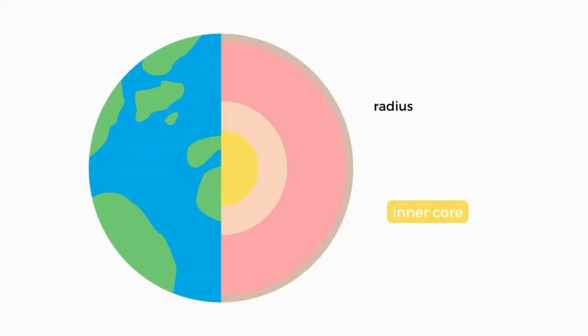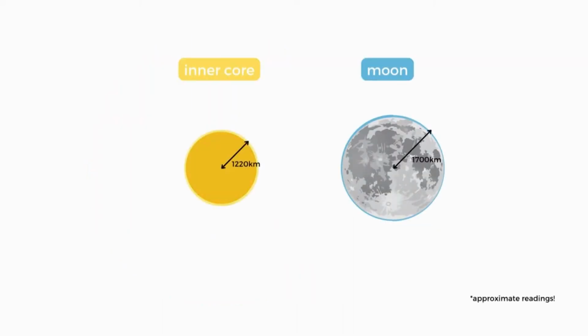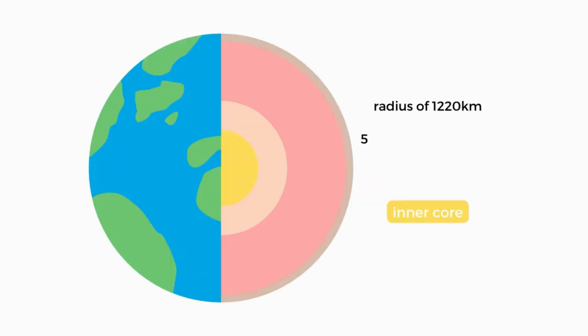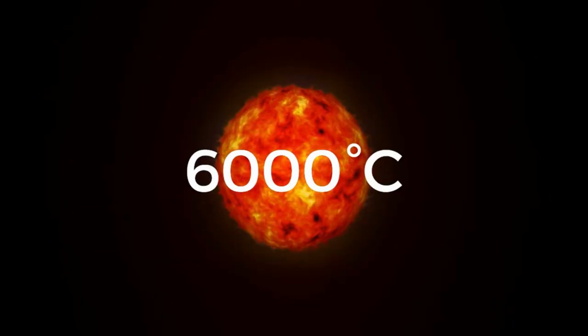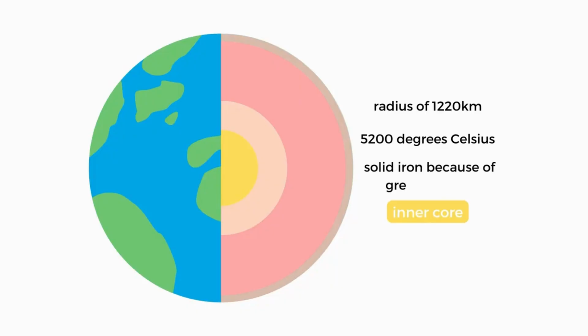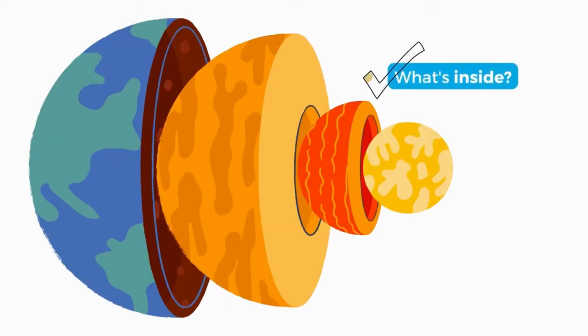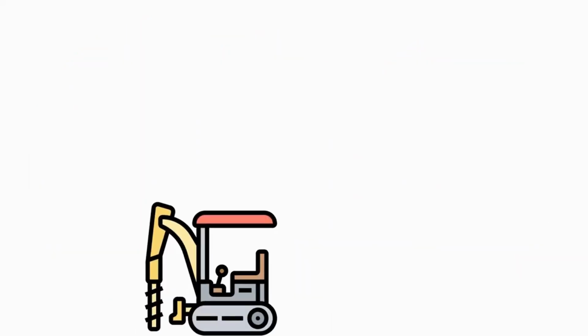Now for the inner core. It has a radius of 1,220 kilometers, which is slightly smaller than our moon. The inner core reaches temperatures of about 5,200 degrees Celsius. To put that into perspective, the surface of the sun has a temperature of about 6,000 degrees Celsius. Even with all these high temperatures, the inner core is a solid because of the high pressure it experiences from its surrounding layers.